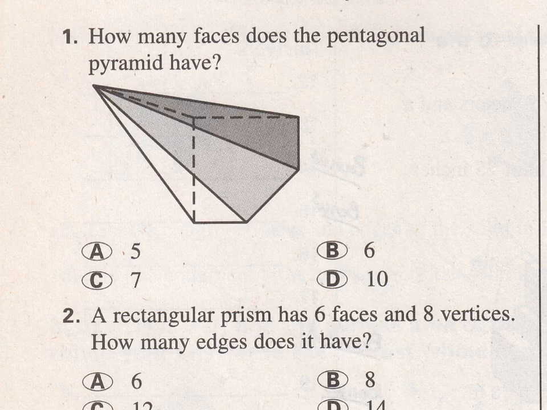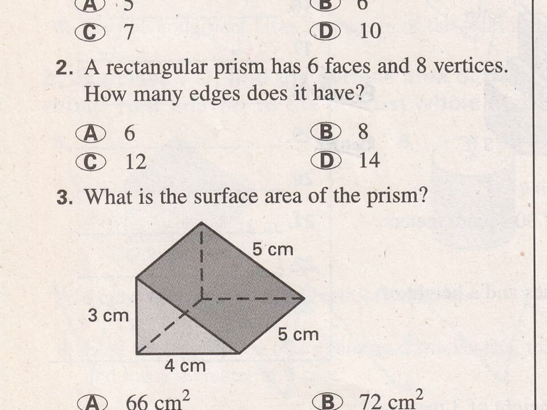Okay, last page, number 1 on the last page. This is chapter 9. How many faces does the pentagonal pyramid have? All right, think about how many faces. It's a pentagon, so it's got 5 sides, so it's probably going to have many faces. And number 2, it says a rectangular prism has 6 faces and 8 vertices. How many edges does it have?